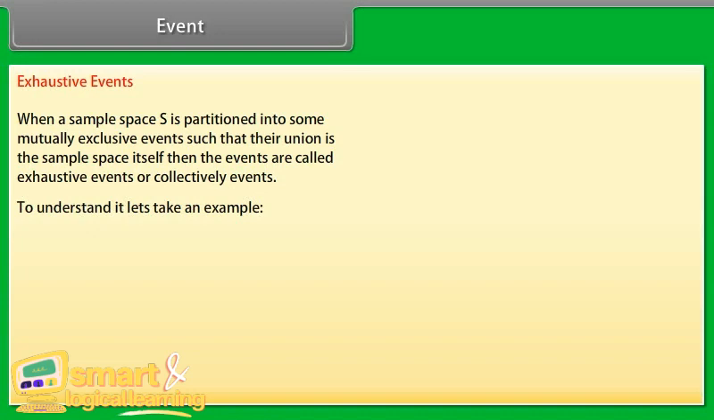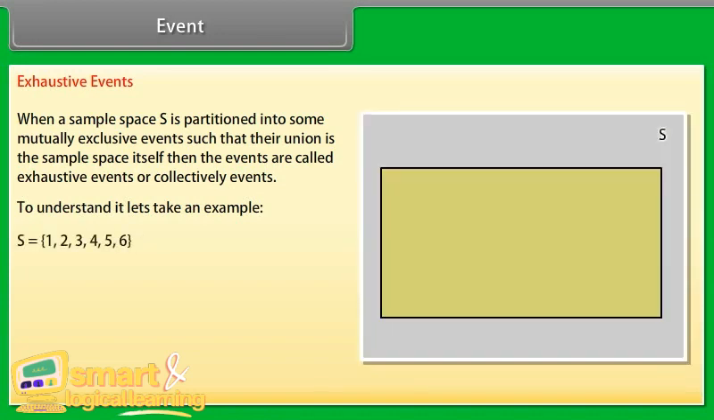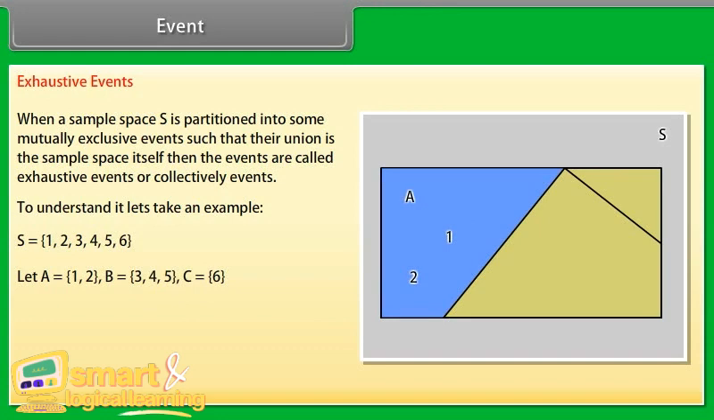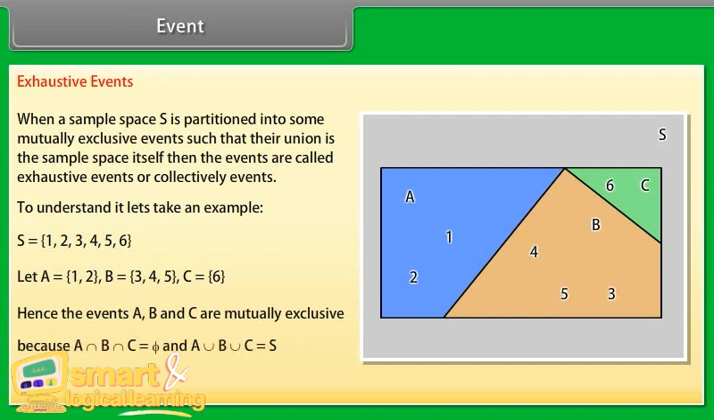To understand it, let's take an example. S is equal to {1, 2, 3, 4, 5, 6}. Let A is equal to {1, 2}, B is equal to {3, 4, 5}, C is equal to {6}. Hence the events A, B and C are mutually exclusive because A intersection B intersection C is equal to phi and A union B union C is equal to S. So the events A, B and C are exhaustive events.